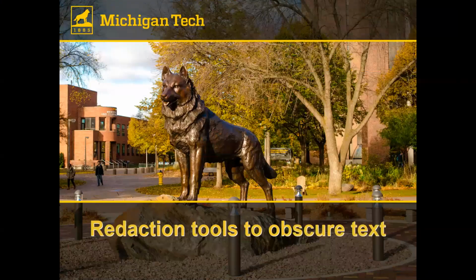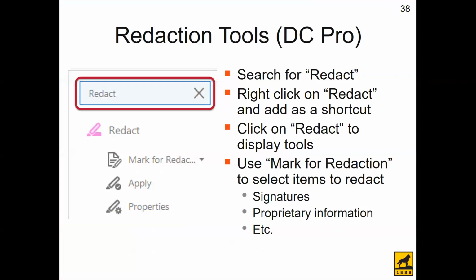So the other tool that I want to show you is the redaction tool. And this is how you can obscure text. This can be used for text that might be sensitive. You might have a sponsor that requires you to redact a certain portion of a figure or a table.